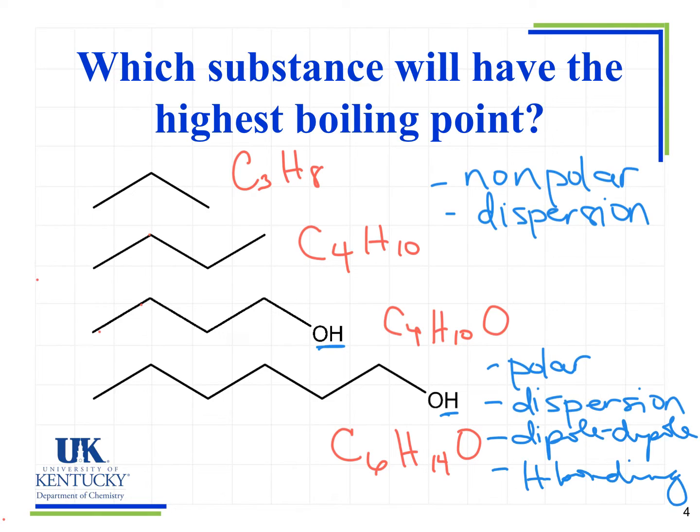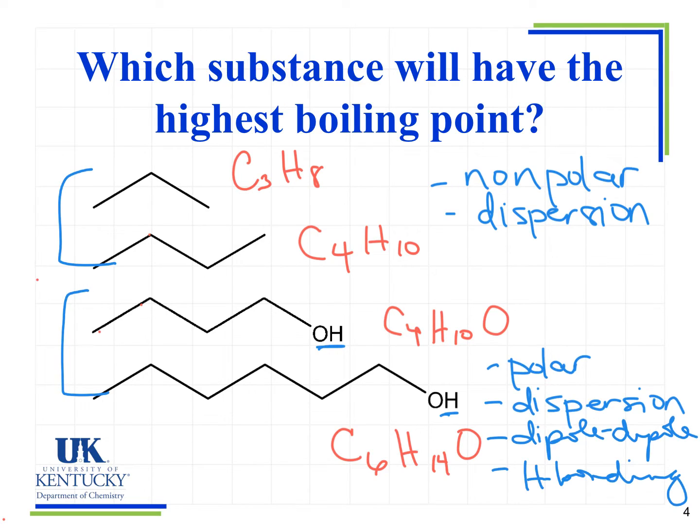Now, because that hydrogen bonding is present, that's the predominant force in this case. The intermolecular forces are stronger in these latter two molecules than they are in the first two molecules. So we know that these last two will have much higher boiling points than the first two.